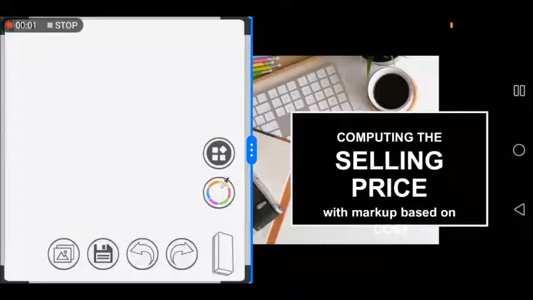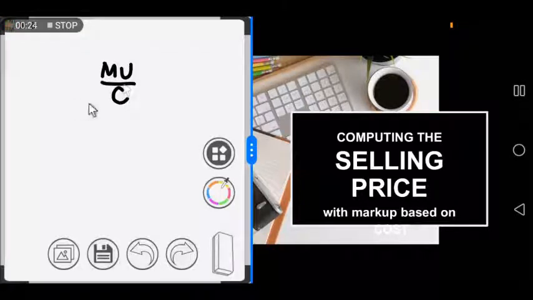Now we will be computing the selling price with markup based on cost. Again, let's review a little. When we say markup based on cost, this is the ratio of the markup and the cost. Again, this is the ratio of the markup and the cost.